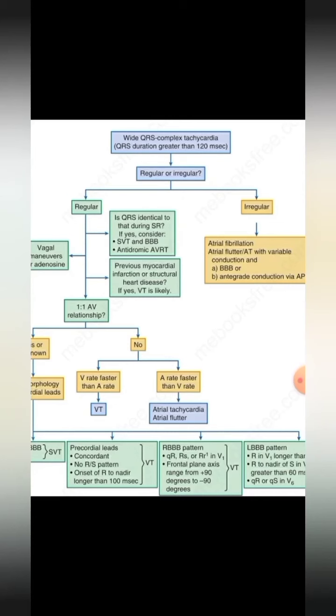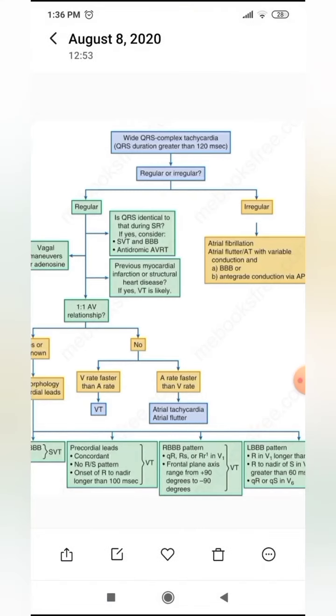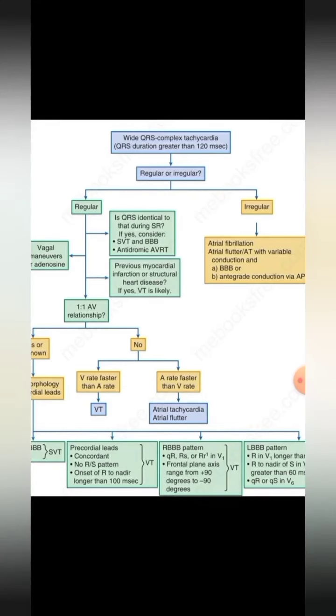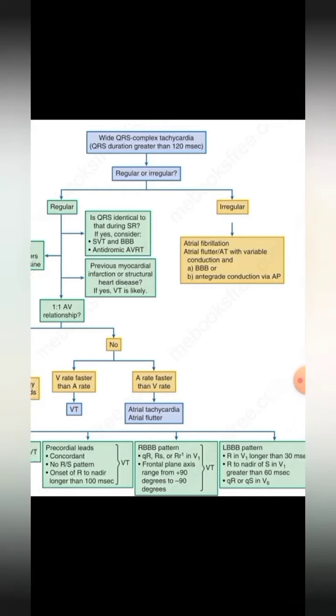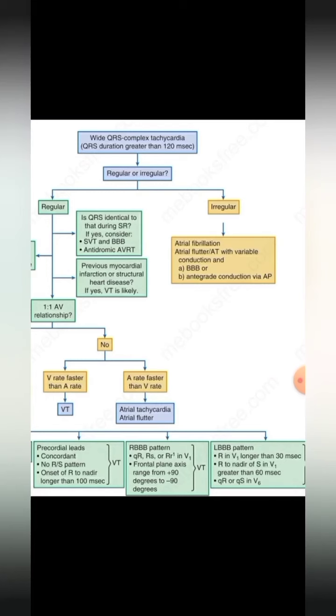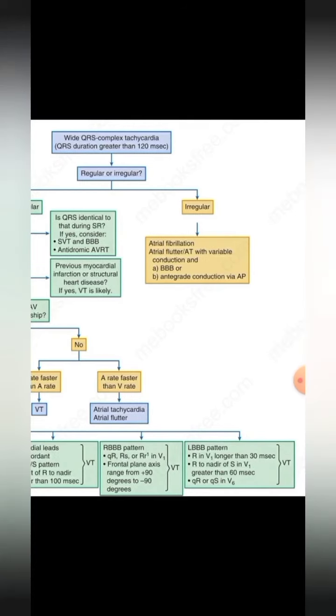If there is no RS pattern in the precordial leads, again it's ventricular tachycardia. If the onset of the R wave to the nadir of the S wave is longer than 100 milliseconds, it's ventricular tachycardia. If there is an RBBB pattern but there is QR or RS or RR in V1, or the frontal plane axis ranges from plus 90 degrees to minus 90 degrees, again it's ventricular tachycardia.